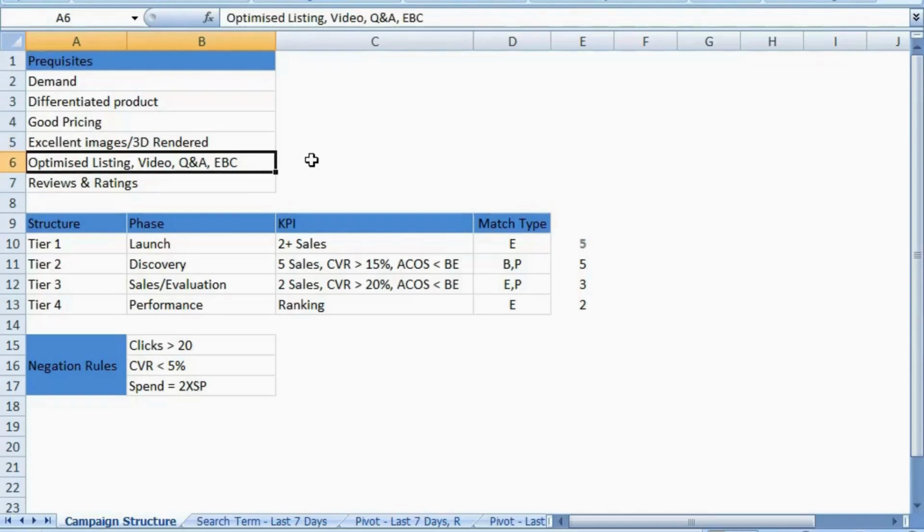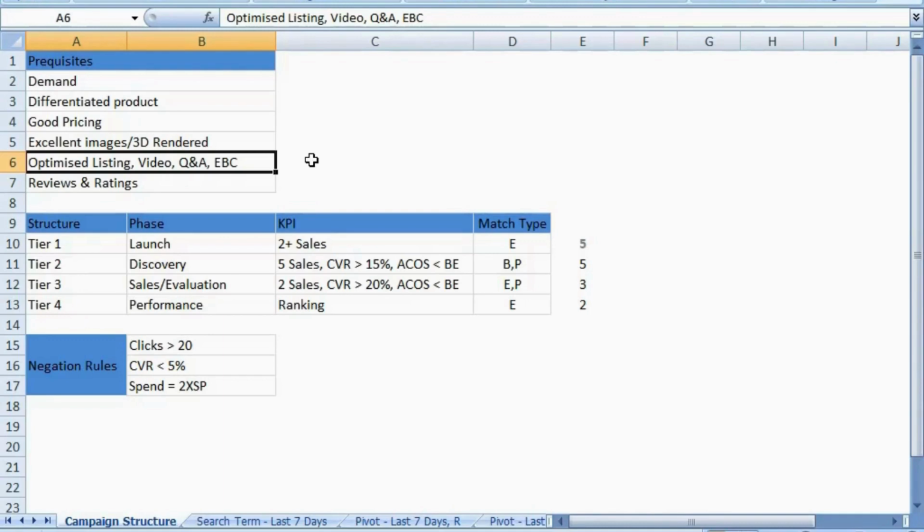And then comes your optimized listing. Certainly you need to have a well SEO indexed listing. For indexing your listing, you should definitely do your keyword research using software tools as well as Brand Analytics. So you need to have a list of keywords that are important for your product. You need to make sure those keywords are embedded in your listing, in your title, in your bullets, in your backend, in your EBC area. It's very important that your listing is well optimized.